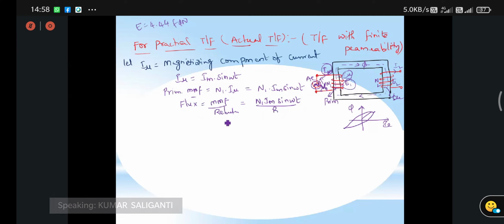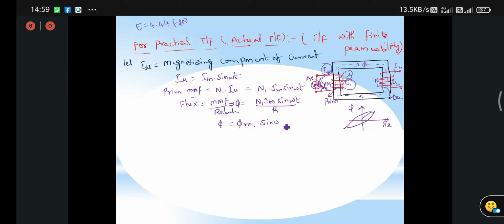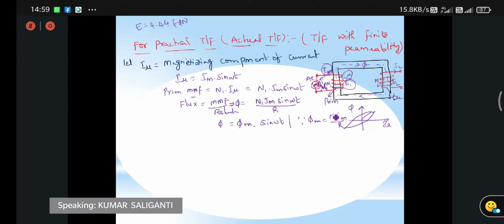So this flux is represented by phi equal to phi m sin omega t, since phi m is equal to N1 Im by R. R is nothing but reluctance, N1 is the number of turns on the primary, and Im is the maximum value of current.